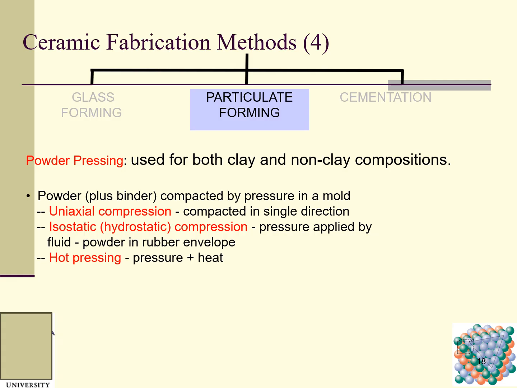And then we talk about powder pressing, used for both clay and non-clay compositions. The powder plus binder, okay, must have binder, is compacted by pressure in a mold. Uniaxial compression is compacted in a single direction. Isostatic compression is pressure applied by fluid on powder in a rubber envelope. Hot pressing is pressure plus heating.